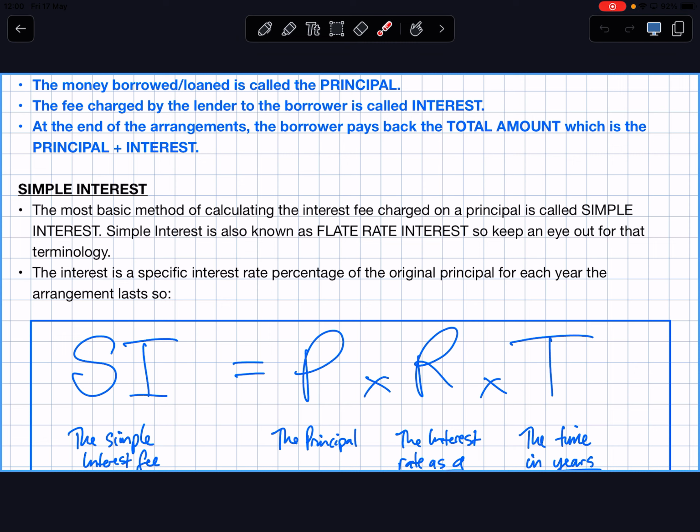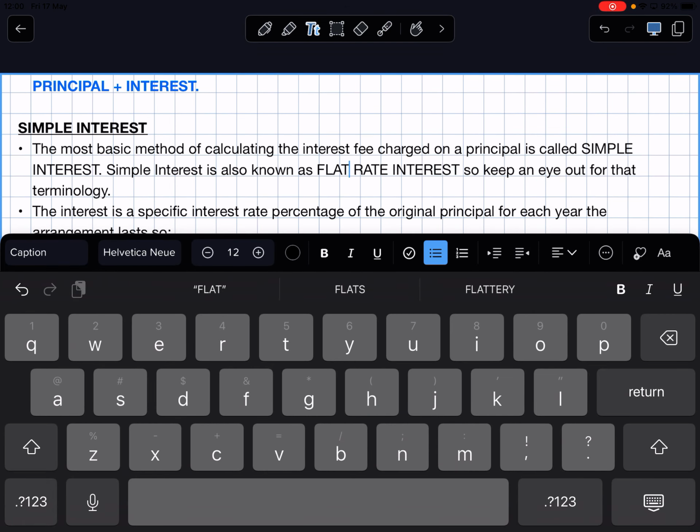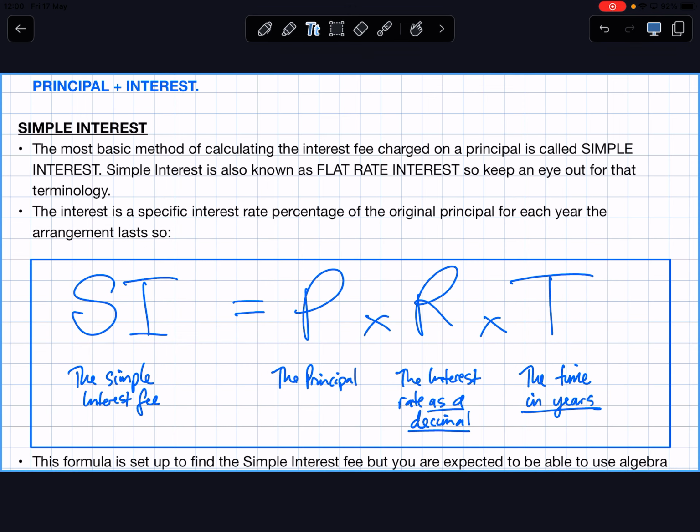All right, moving on. Simple interest is the most basic method of calculating the interest fee you charge on a principal. It's also known as flat rate interest, so please keep an eye out for that terminology. I may or may not use flat rate interest. So please keep an eye out for that terminology in your questions. If it says flat rate, don't freak out. We're talking about simple interest there.